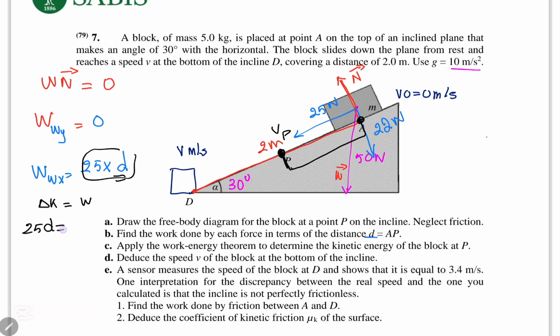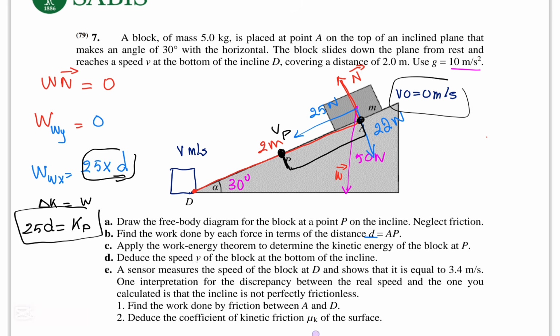So 25d is equal to the change in kinetic energy. It's usually kinetic energy final minus kinetic energy initial. There's not going to be kinetic energy initial because V0 is 0. So it's just going to be kinetic energy final, which we will call Kp. So we can keep it like this, that 25d is equal to Kp. Okay, we'll move on now to part D.